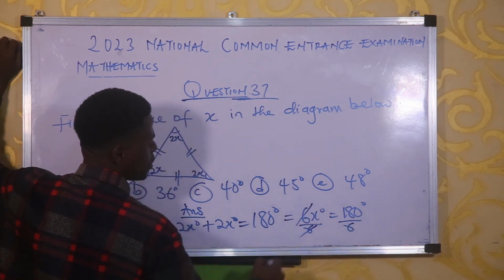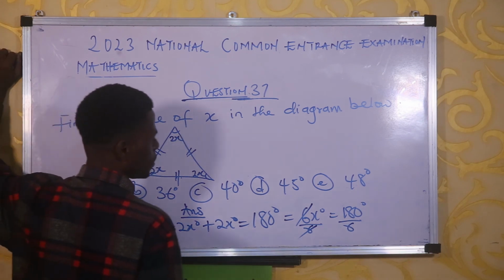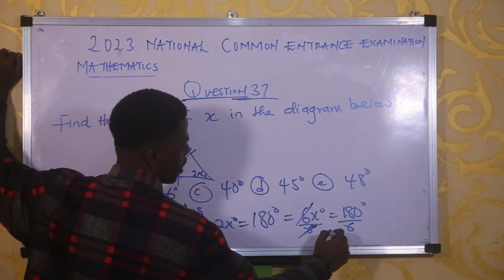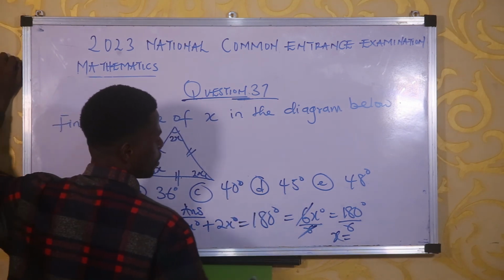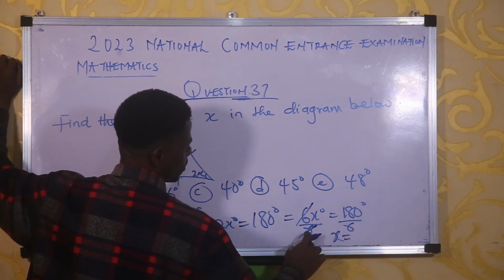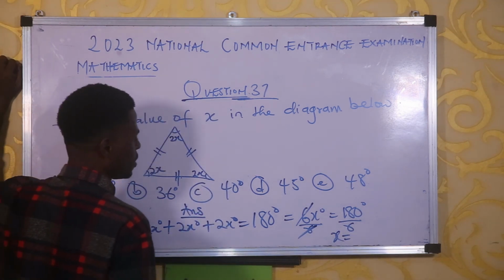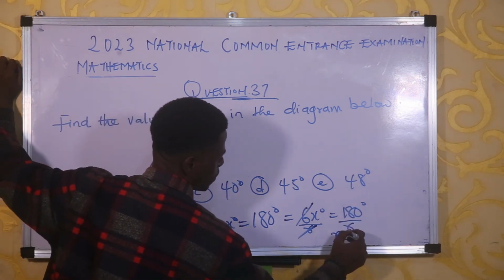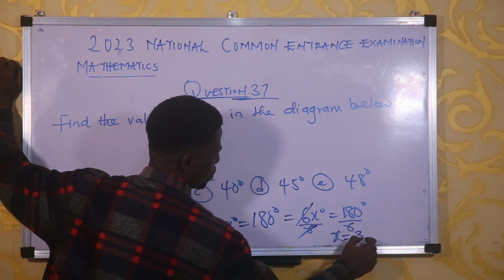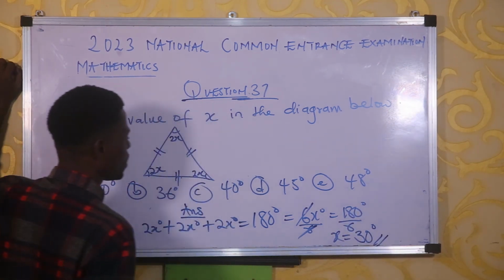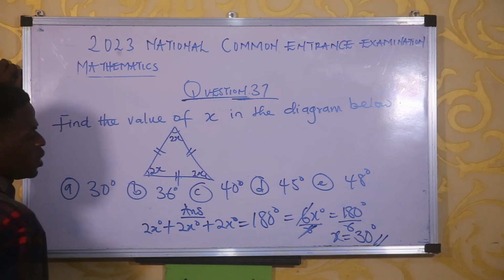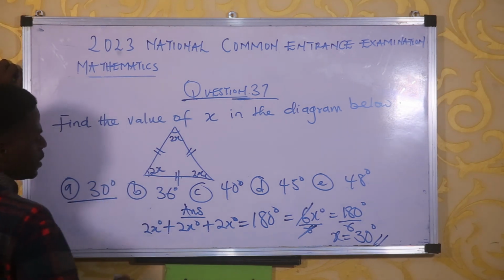So x cancels x, 6 cancels 6. Now I have x equal to 180 divided by 6. So 180 divided by 6 is 30 degrees. So our answer here is option A, which is 30 degrees.